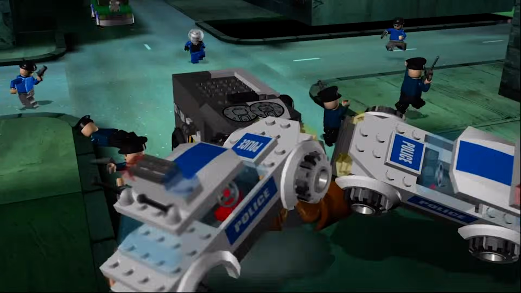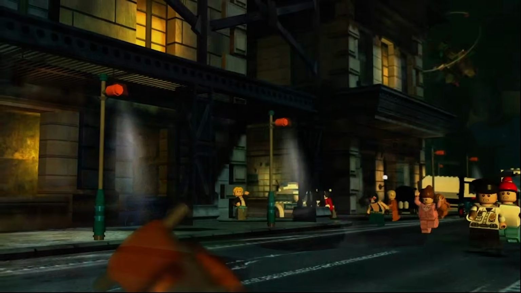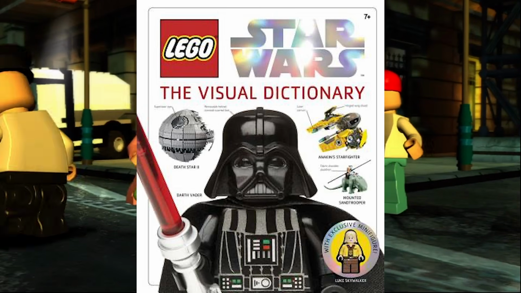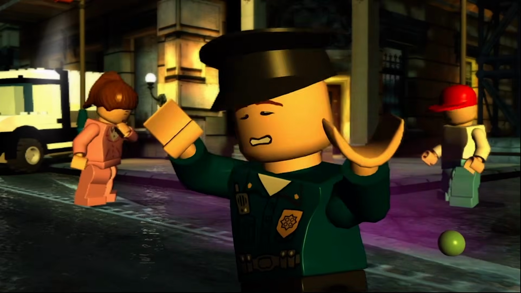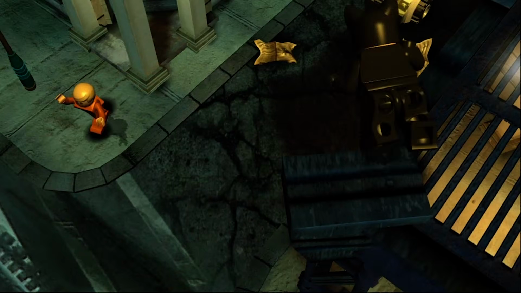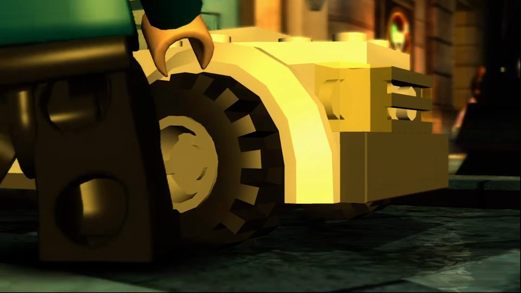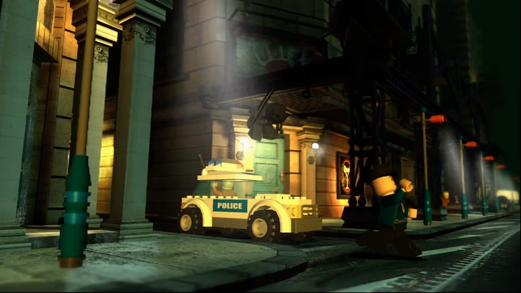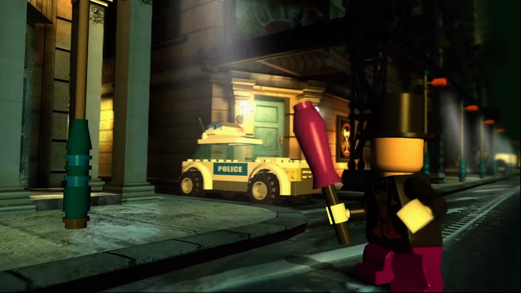If you were in elementary school in the late 2000s, you probably remember the LEGO Star Wars Visual Dictionary, which had that exclusive Luke Skywalker minifigure with the medal from the end of A New Hope. I remember some people would just buy the book for the minifigure and not even read the book, or some people would just help themselves to the minifigure when the school librarian wasn't paying attention.